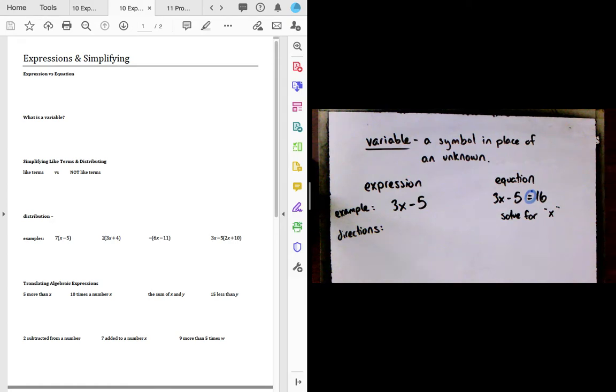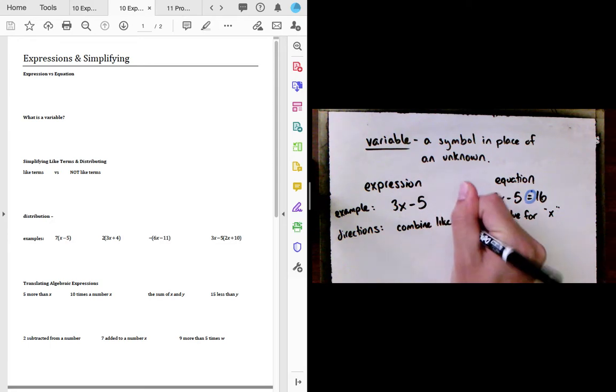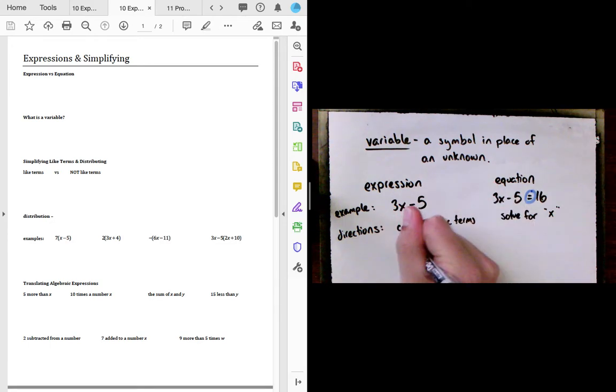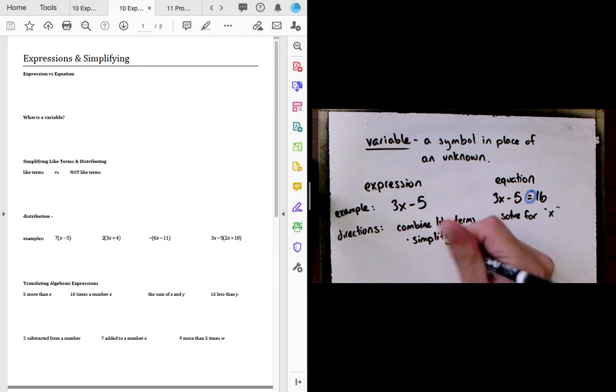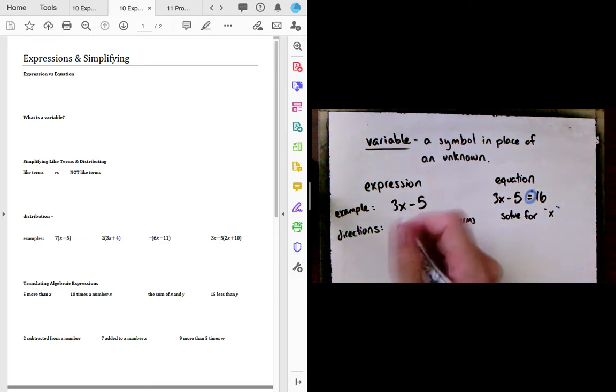Expressions can have two different sets of directions. Not solving, though, remember that's going to be for equations, but the different expression directions we can have can be to combine like terms. This is also called simplify. And then the other set of directions that we can have for expressions can be to evaluate. So we'll talk about what both of these directions mean and how we take care of them.